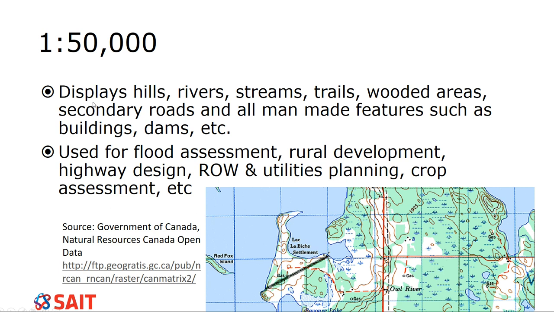The 1 to 50,000 maps are a lot more detailed, like I said. You're going to see hills, streams, rivers, wooded areas, roads, man-made features, etc. We can use these for everything from flood assessments to engineering designs, even looking at how we're going to manage crops in an area, and even forestry. So these maps, even though they're older, are still very practical. Any topographic map you get now that is by NRCan, most of them are these 1 to 50,000 maps.